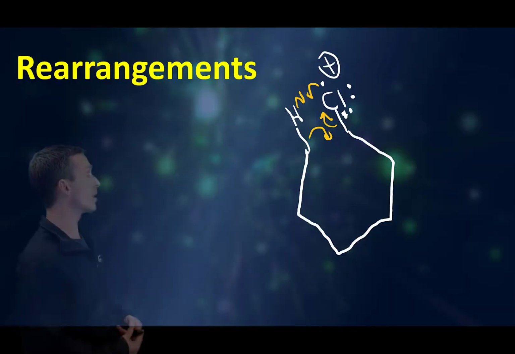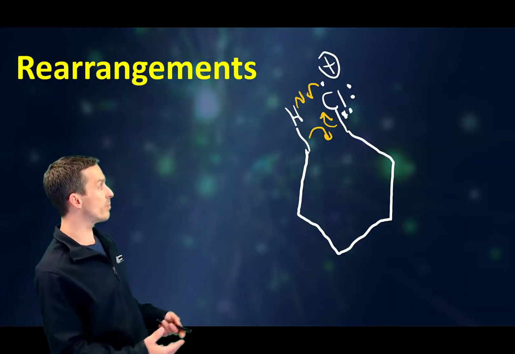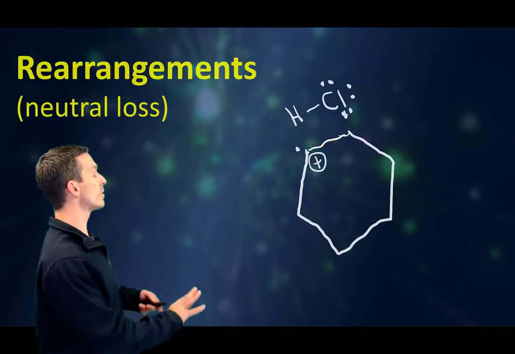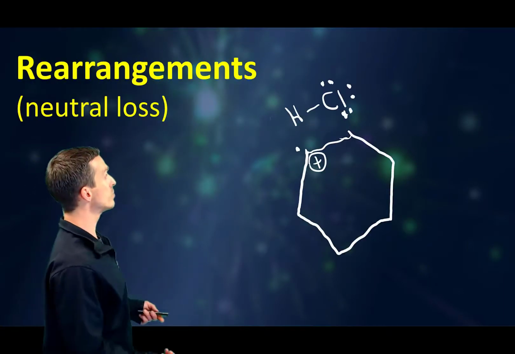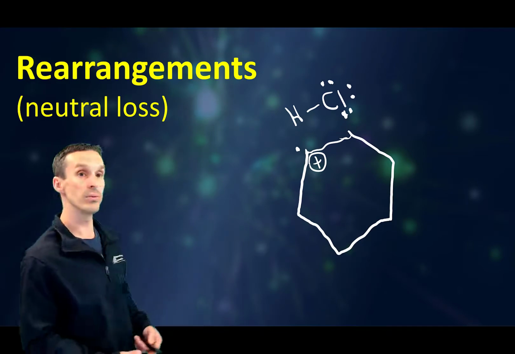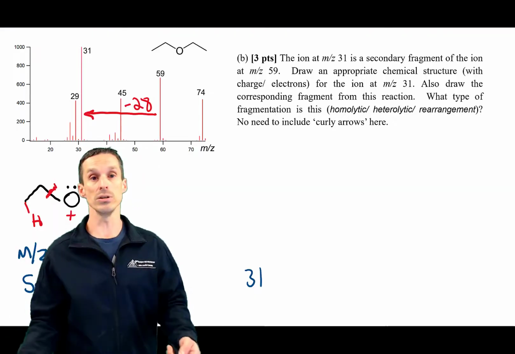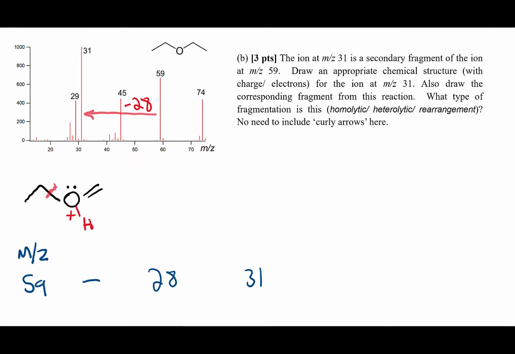Well, this is where we talk about rearrangements. You don't necessarily break one single bond. Sometimes you can create these new compounds. And the key with a rearrangement is that we have a neutral loss. So HCl would disappear, just like we might lose C2H4. I'm going with that right here. I'm not really worried about how that proton moved, but let's just say that it did.